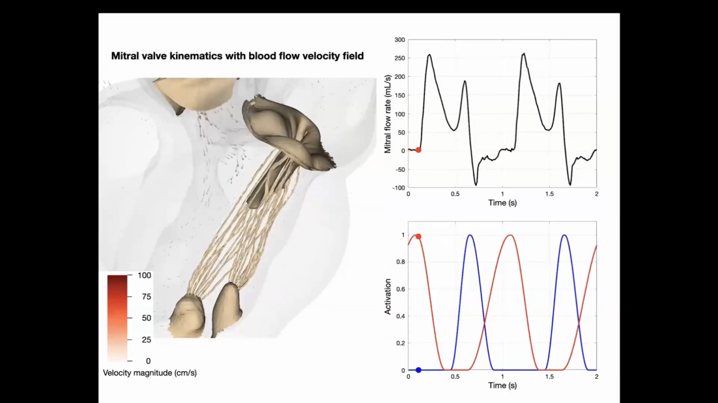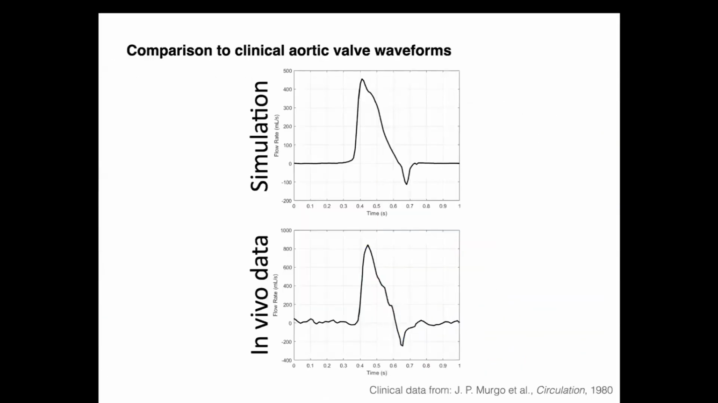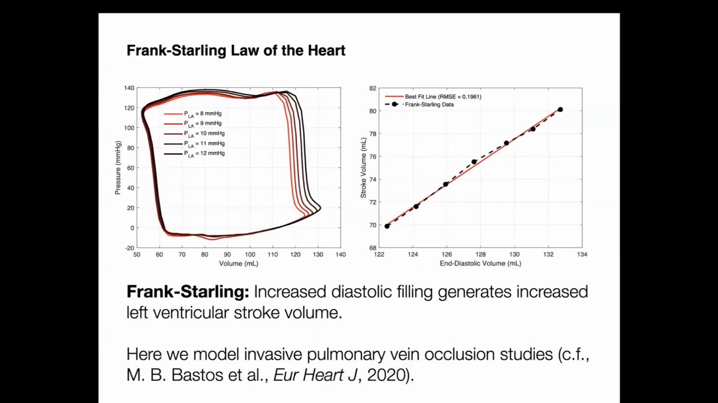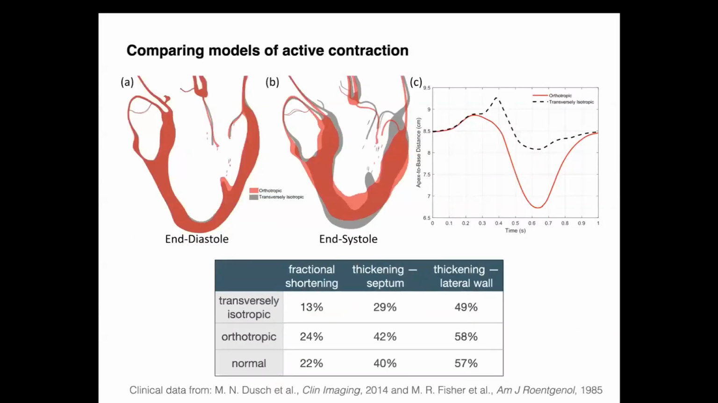I think I'm going to skip this, but we get very realistic looking flow traces out of it. An interesting thing about the model is that it automatically captures what's called the Frank-Starling mechanism. The Frank-Starling mechanism says that when you have more filling, you get more ejection. And it automatically captures that by virtue of the way that the mechanics model is set up here. And I'm going to skip over this.